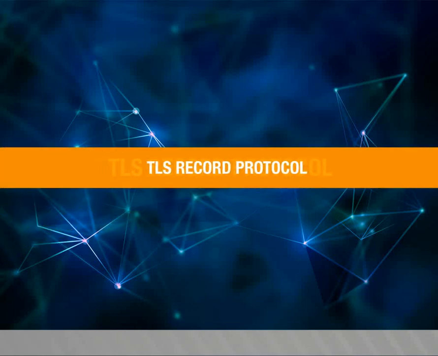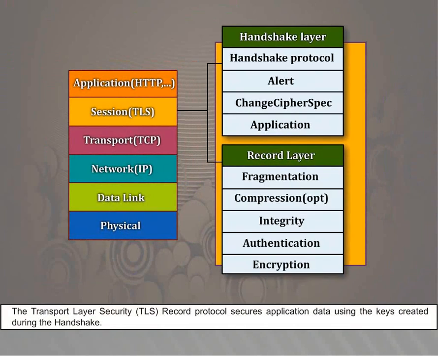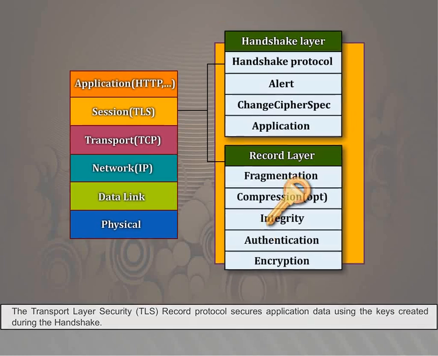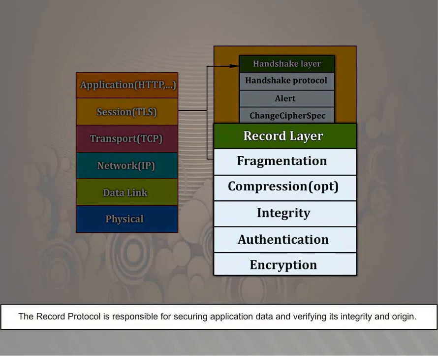TLS record protocol. In this video, we are going to see about TLS record protocol. The Transport Layer Security TLS record protocol secures application data using the keys created during the handshake. The record protocol is responsible for securing application data and verifying its integrity and origin.